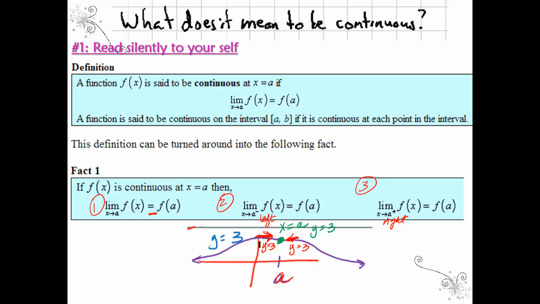And because in all 3 of these scenarios, as I'm approaching from the left side, right side, and when it's exactly at a, all 3 of my f of x's are equal to f of a, which is 3. And because it's consistent and there's no break in this line, I can say that this limit is indeed continuous. But you would have to check all 3 in order to make that determination.